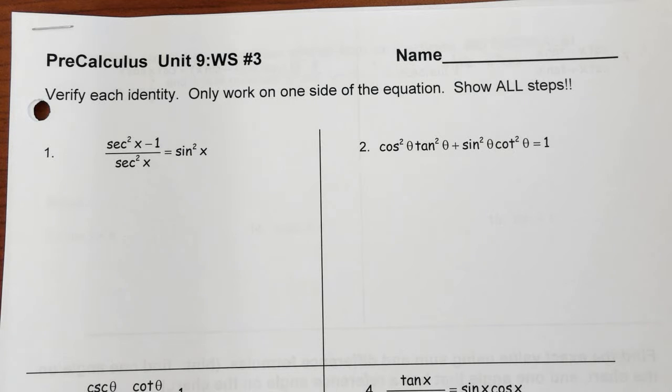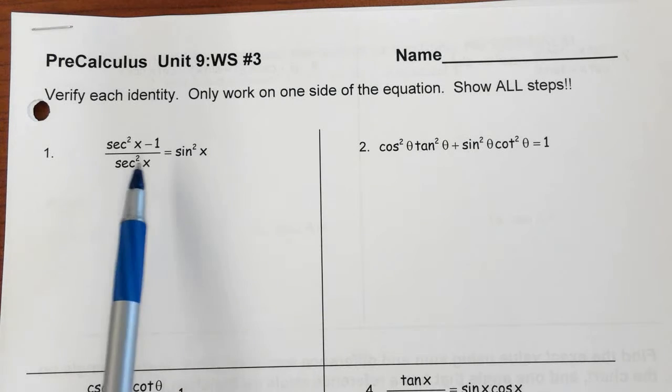Okay, we're going to go through some of the problems on the review worksheet for the test on Wednesday. This is Unit 9, and we're going to do some of the identity problems. First, a couple of notes about identities. Remember that you want to look for the harder side. You want to make the harder side more simple, and normally that is the left side, but not always.